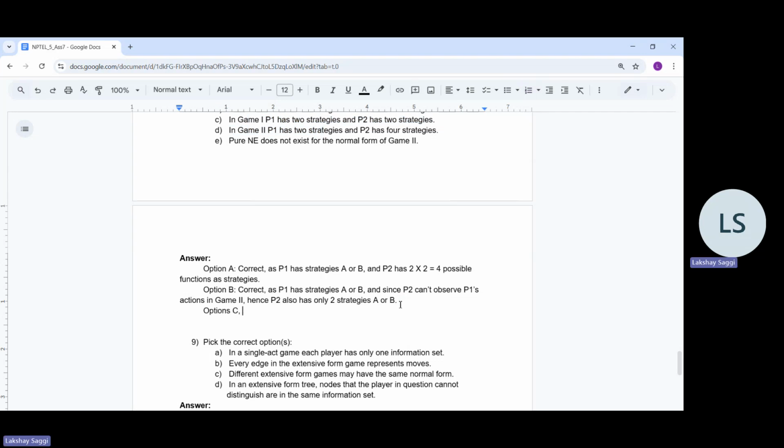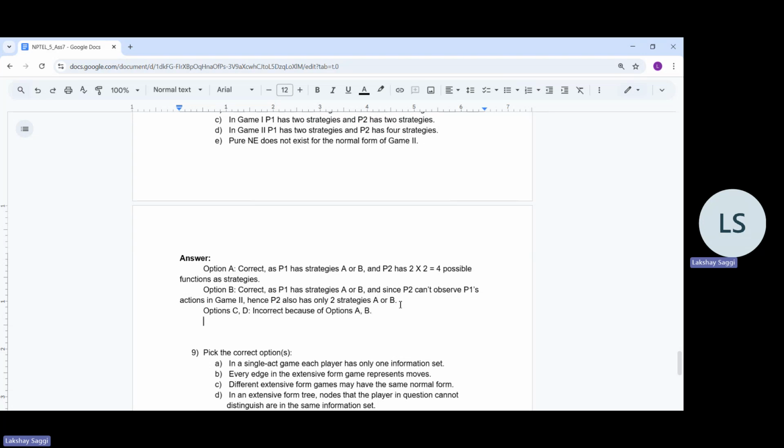Option C, comma D, incorrect because of options A, comma B. So because A, comma B are correct, that's why option C, comma D are incorrect. Now let's look at this option E.